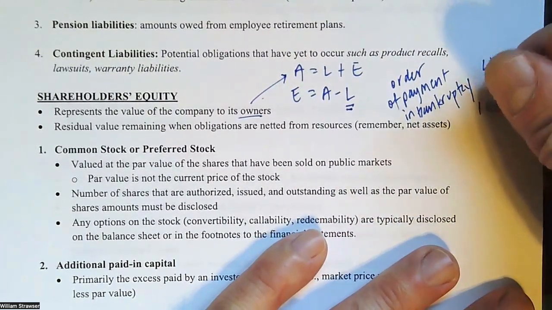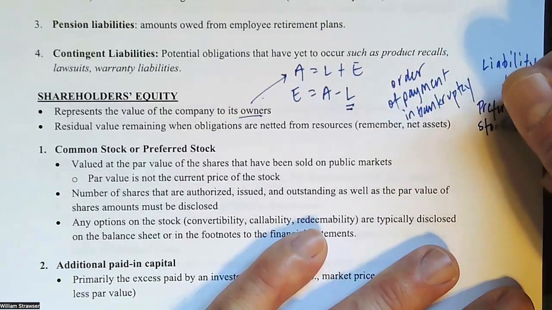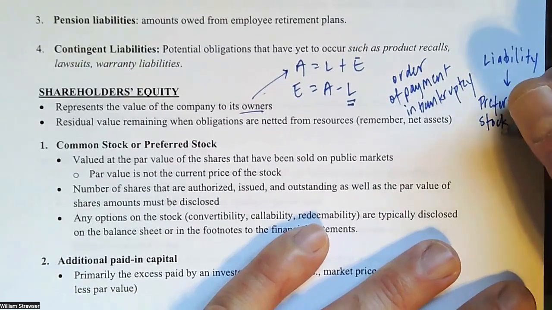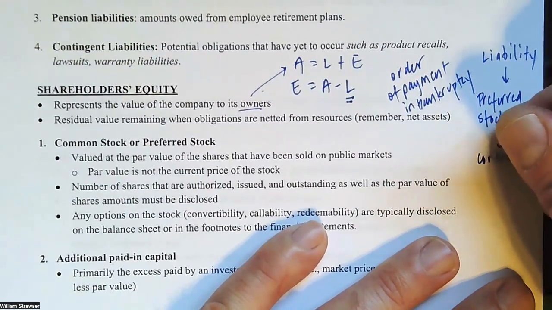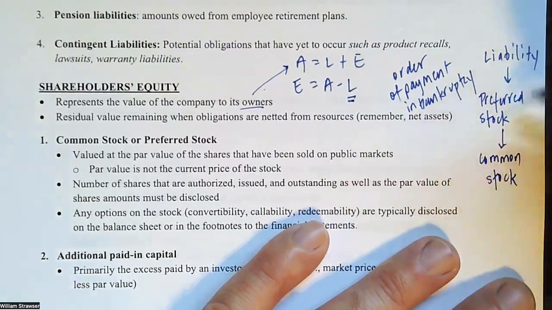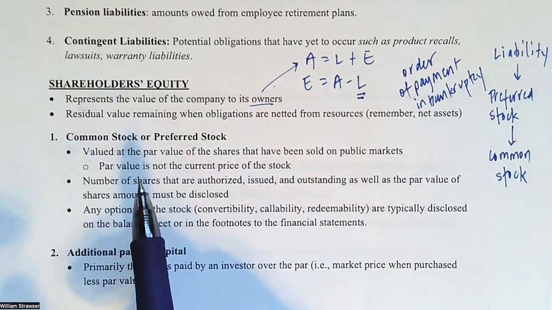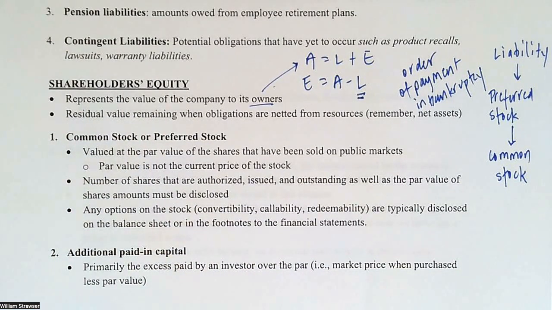Then it goes to the preferred holders, the preferred stockholders, and then it goes to those who hold common stock. So that's the order of payment in the event of bankruptcy. In that spirit, it's sometimes referred to as the residual value because it's what's left over. It's what's at the bottom after we get rid of all of those liabilities and pay those people off first.